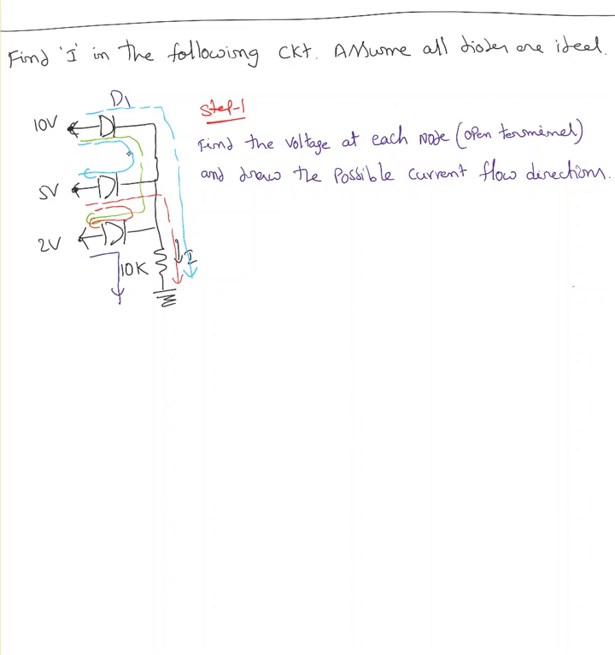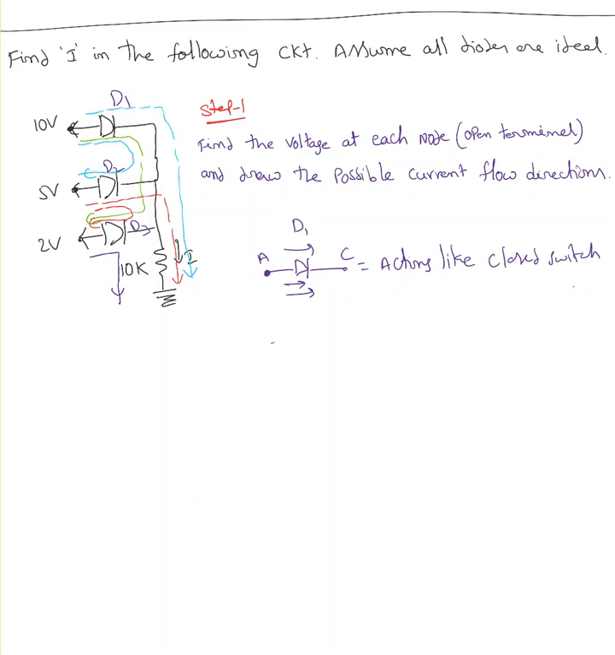So let me label D1, D2, D3. If you look at diode D1, every current is going out, in the sense current is flowing from anode to cathode. A diode always allows current from anode to cathode, not from cathode to anode, right? So for sure, D1 is acting like a closed switch.